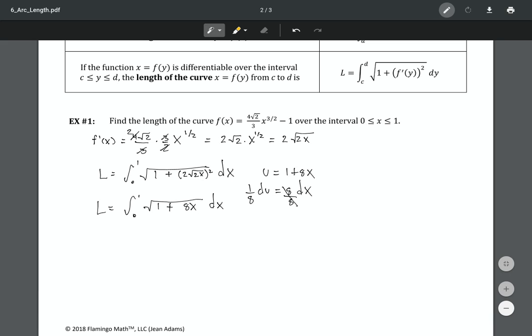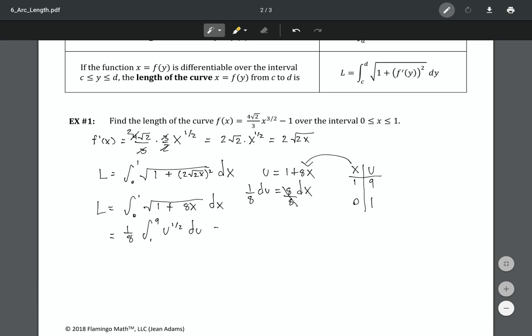And while I'm at it, because I don't want to plug it back in, I just want to evaluate it. I'm going to say that if x was 1, then u, if I plug in this x back in here, remember, that would give me 8 times 1 is 8 plus 1 is 9. And if I plug in the 0 back into u, 1 plus 0 is, excuse me, 1. So now I'm going to rewrite this as 1 over 8, integral between 1 and 9 of u to the 1/2 du.